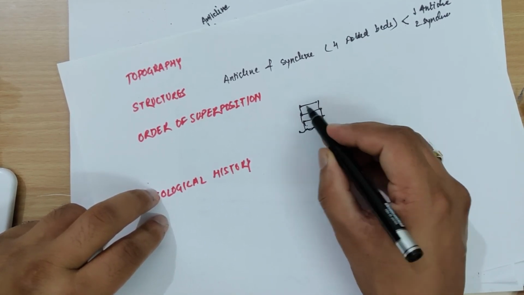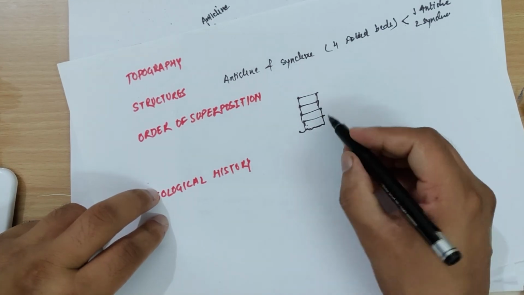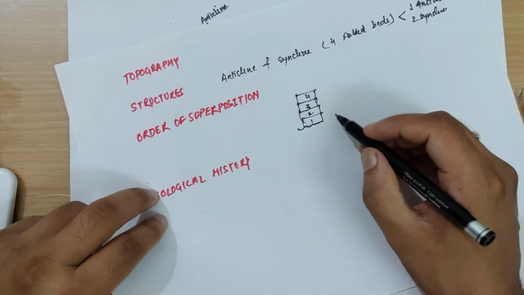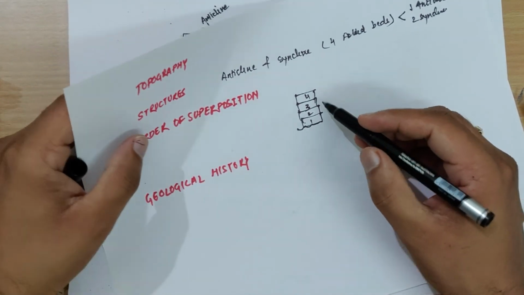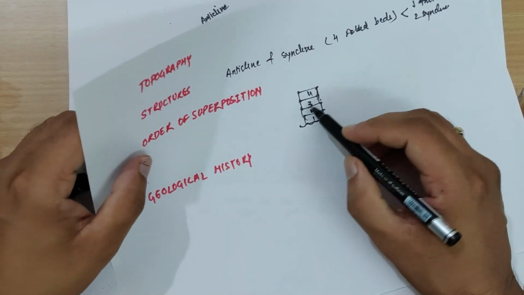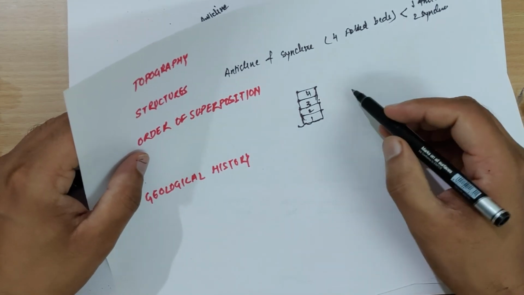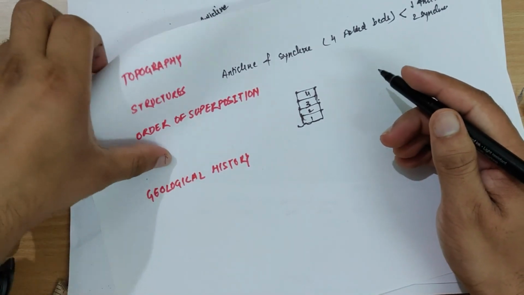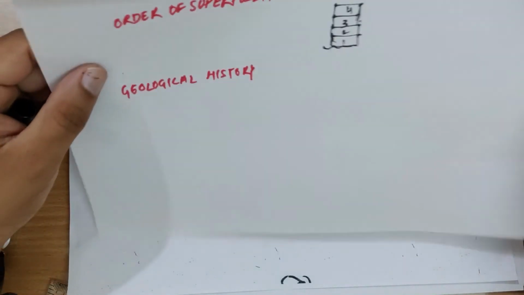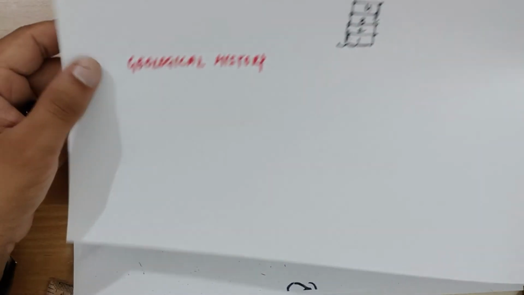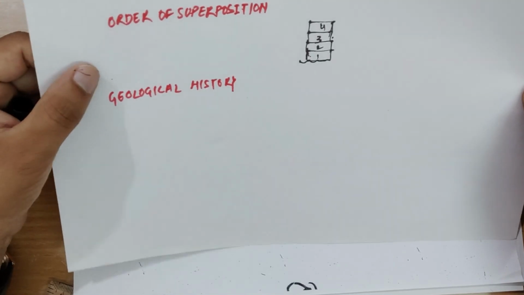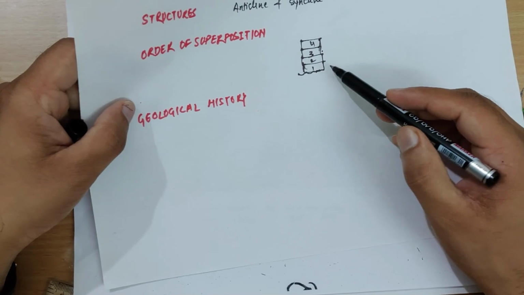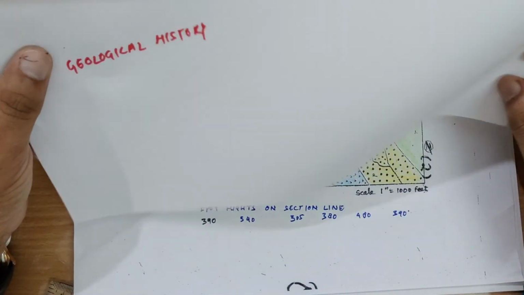In order of superposition, the bed 1 first deposits over unconformable basement, then there was deposition of bed 2, bed 3, and bed 4. So this is 1, this is 2, this is 3, this is 4. Then the area will subside up to the depth where ductile compression can take place. So the area is of compressive regime, and not just compression but ductile plastic compression. So once the beds are folded, they cannot regain back their shape.